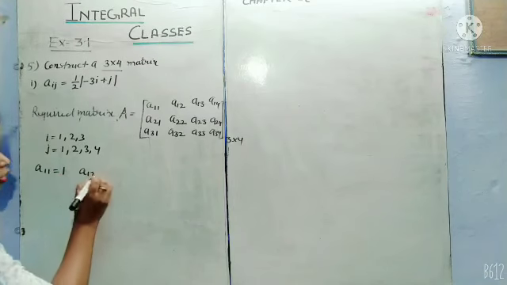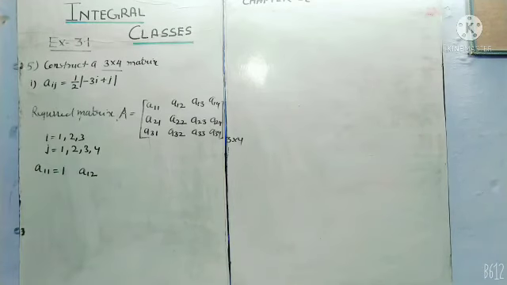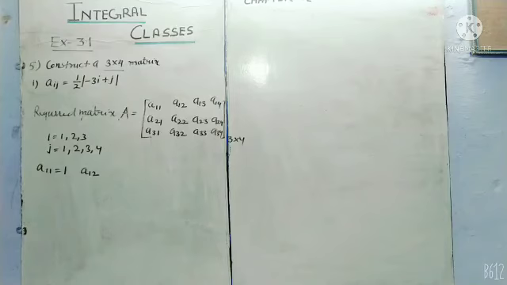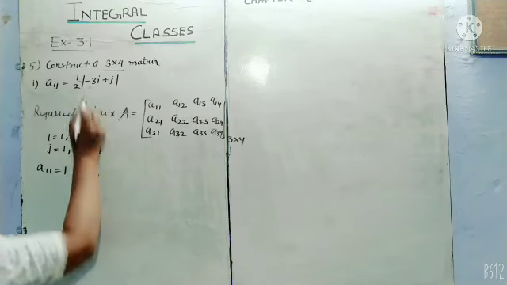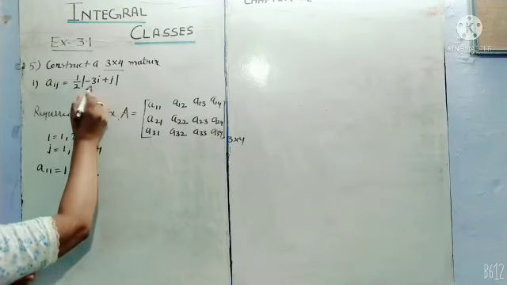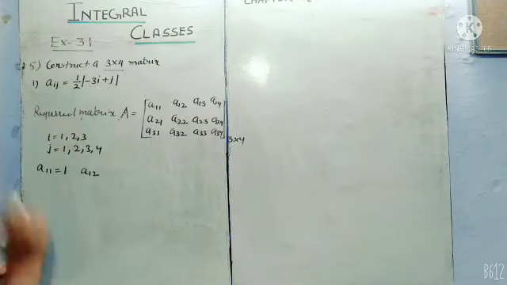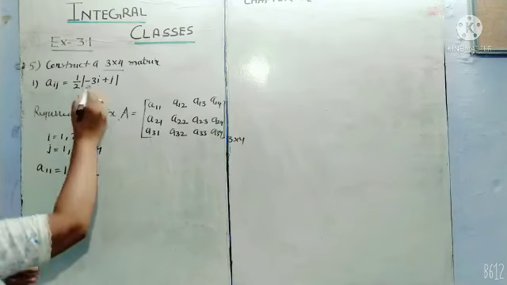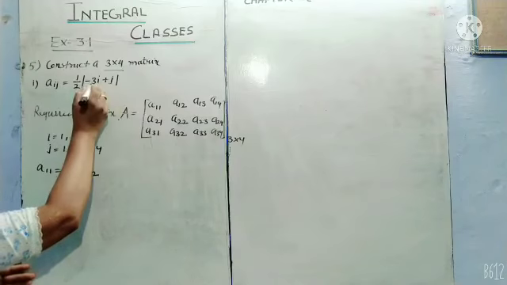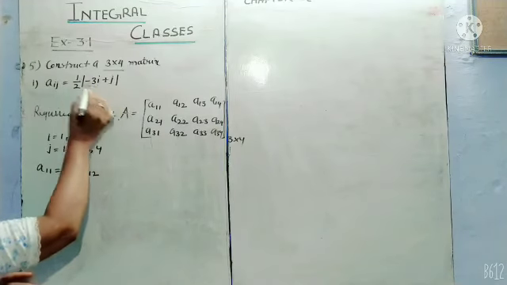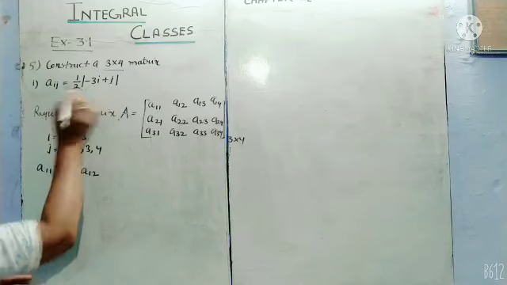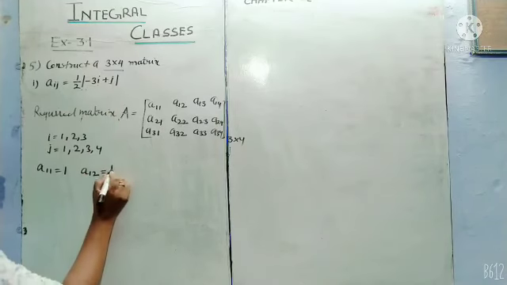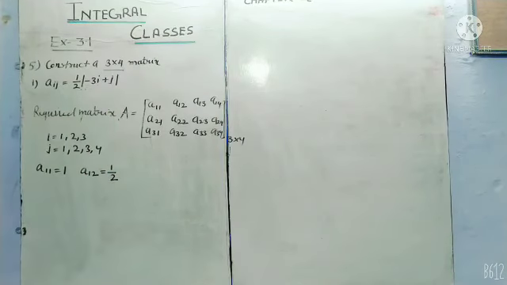Second, A12. For A12 we put i equal to 1 and j equal to 2. It means minus 3 plus 2, which is minus 1. Minus 1 inside the absolute value becomes positive, 1 into 1 by 2. So the answer is again 1 by 2.